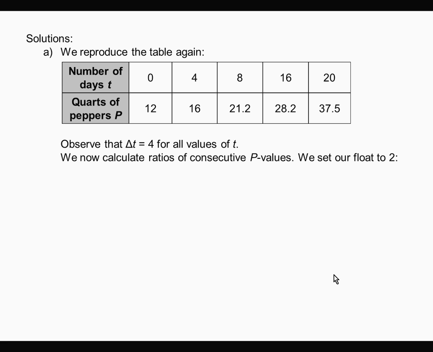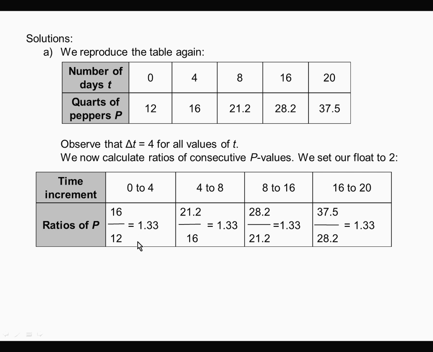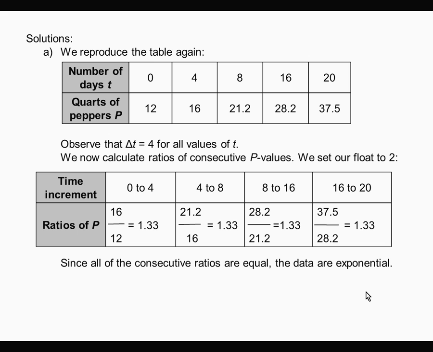Okay, we're now calculating the ratios of consecutive p-values. Again, we set our float to 2. Since it's really just division, 0 to 4, 4 to 8, and so on. I had 16 over 12, which is 1.33. 4 to 8 was 21.2 over 16, which is 1.33, and so on like that. So again, you can easily verify these on your calculator. It's not really difficult calculations. But anyway, we do see that all the ratios are the same. They're all equal. So that means the data are, in fact, exponential, which again, they had to be, otherwise we couldn't continue with the problem. So we've done the verification for part A.